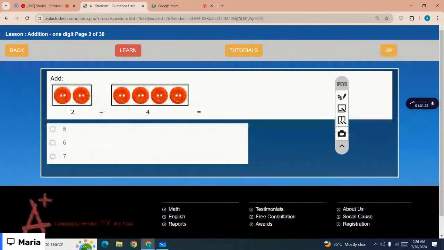Okay, the next one is 2 plus 4. So which is the correct option? Yes, that is 6. 4, 5, 6. The correct option is 6. Option number 2 is the correct option.